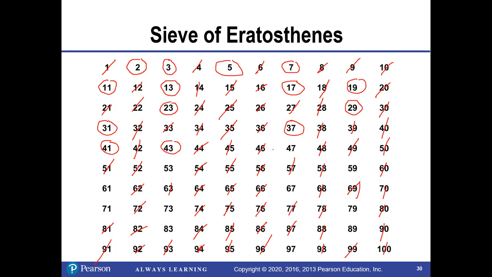So 41 is prime, 43 is prime, 47 is prime, 53 is prime, 59 is, 61 is, 67 is, 71 is, 73 is, 79 is, 83 is, 89 is, and 97 is. So once we get to the point where we would have to triple a number to see what its multiple is, we're already beyond our chart. So here we have the prime numbers that are less than 100. This is the sieve of Eratosthenes. It's always a way to find out what numbers are prime.